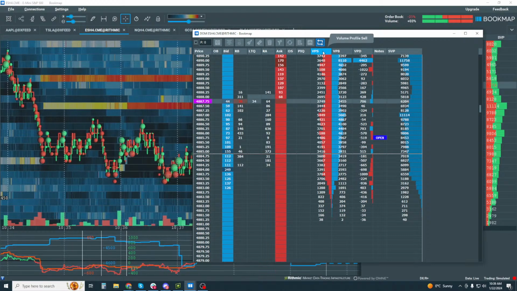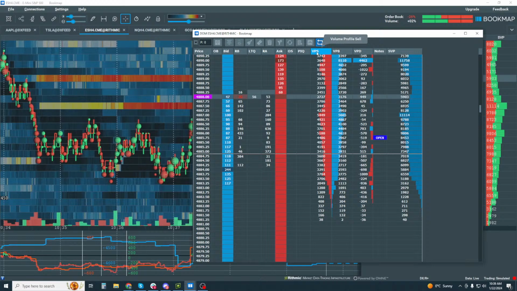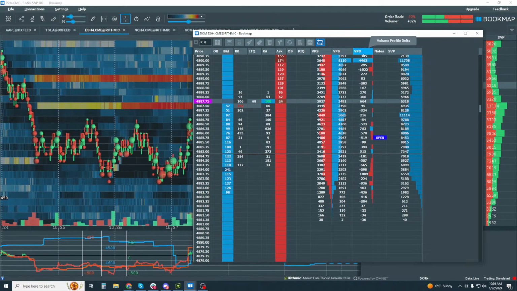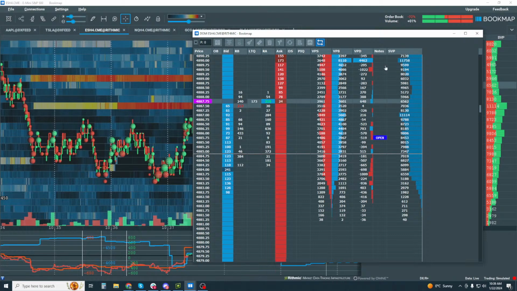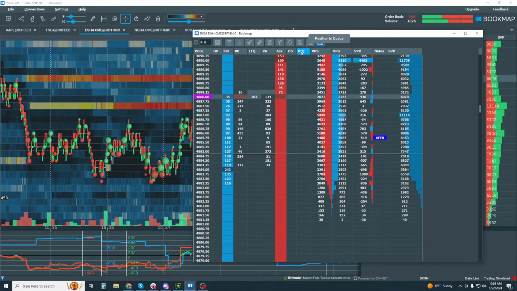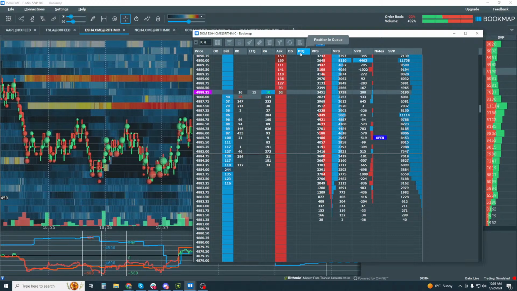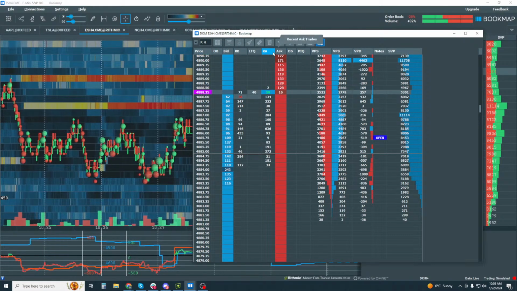Okay. Anyway, guys, you have your volume profile here. This is the sell side, this is the buy side, this is the delta, and this is total, okay, for the session. You also have a notes column in here, and your position in queue too, which is really important. And then these are your order cells where you manage your trade.